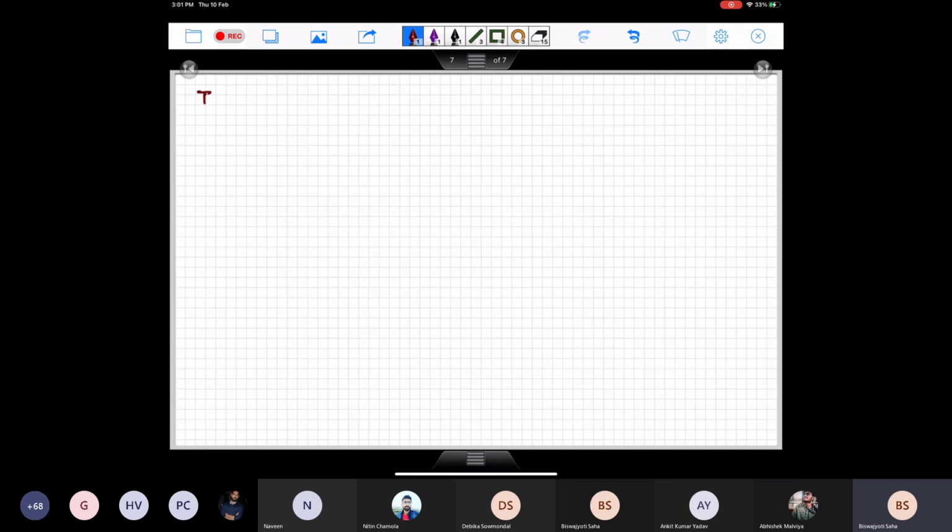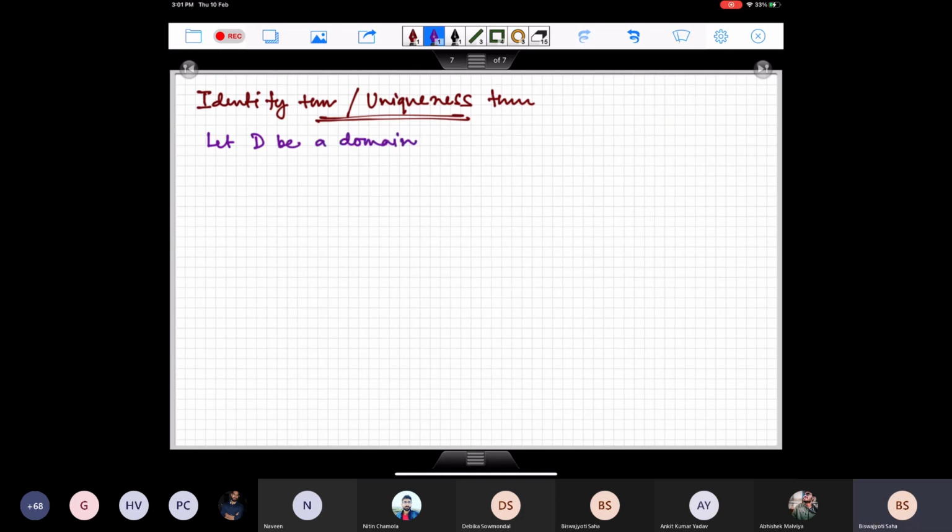So this is called the identity theorem, or in some books it is also written as the uniqueness theorem. Okay, so what is this identity theorem or the uniqueness theorem? Let me now write it down. So let D be a domain. Domain means, again remember, it's an open connected set, and f is a holomorphic function on this domain.